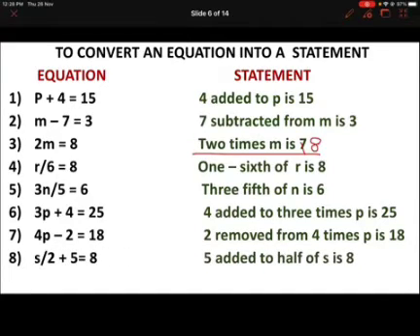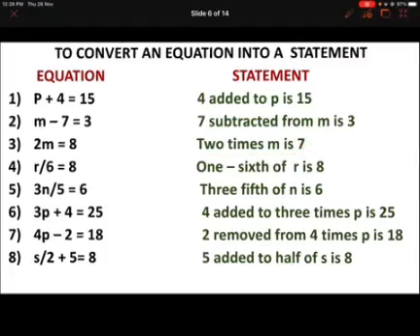s by 2 plus 5 is 8. So 5 added to half of s. s by 2 is nothing but half of s. What is the result? The result is 8.